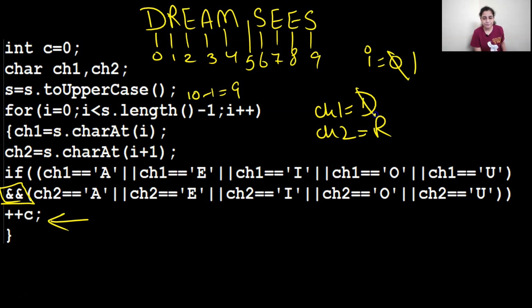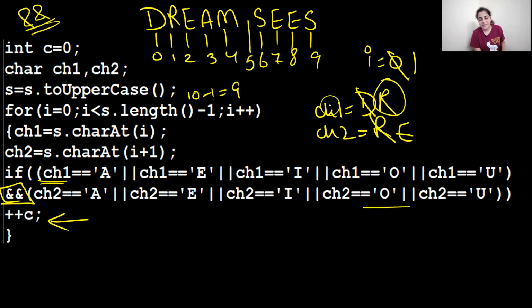What is that 1? R. Now it will check whether R forms a pair with a vowel. Let's see. And ch2 is equal to s.charAt(i+1). I is 1, 1 plus 1 gives you 2. So charAt(2) is E. So we got R and E. ch1 is not a vowel, so we will not go and check for ch2. Why? Because for the AND operator, both conditions have to be true. But our first condition R is false, so we will not look for ch2.